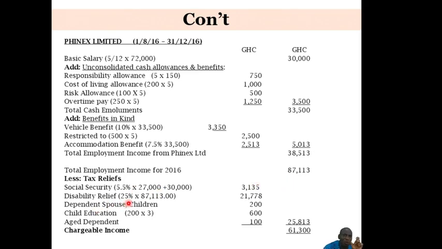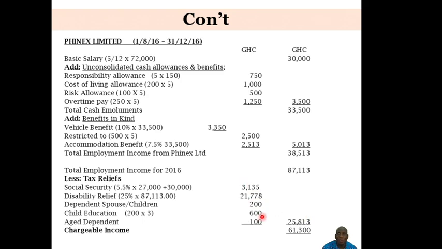Disability is 25% of the total employment income, so 25% of that will give you the disability relief. Dependent spouse, children: 200 Ghana cedis, or dependent children, because it's one married. Child education for all the three: 200 times 3, 600. Aged dependent for only one person, so 100.